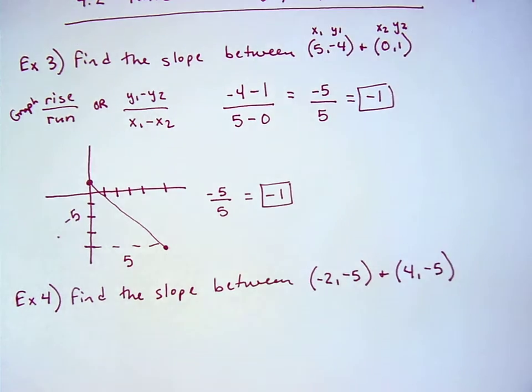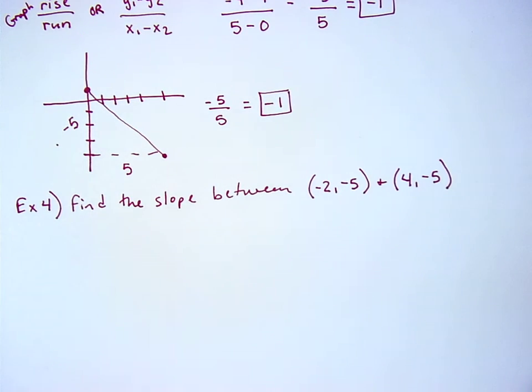All right, find the slope between negative 2, negative 5, and 4, negative 5.